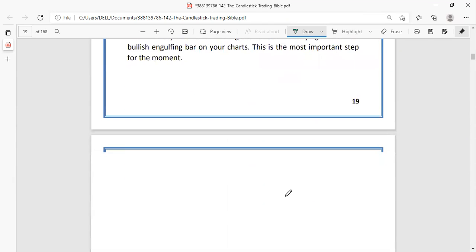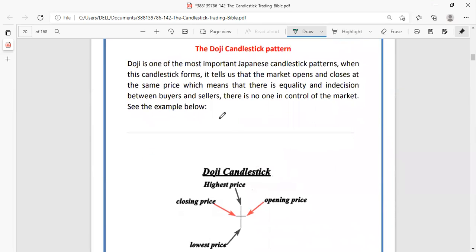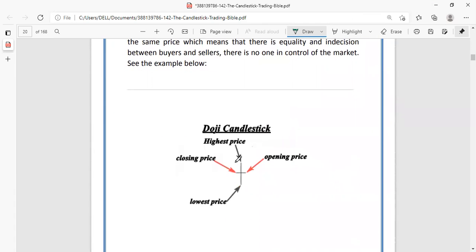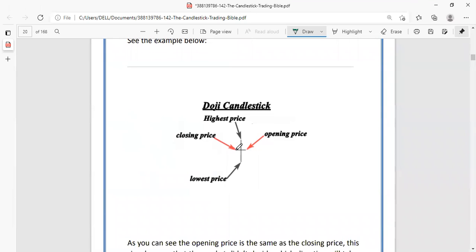Let's continue moving. We go again to another one. This one is called the Doji candlestick pattern. The Doji candlestick pattern is seen here when the opening and the closing price are the same. There's no change. You can see the price opened on this level and is now closing on the same level, so it is called the Doji. Remember, this one is the tail.